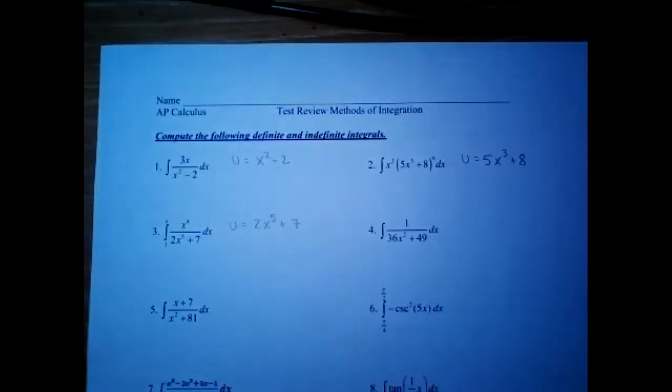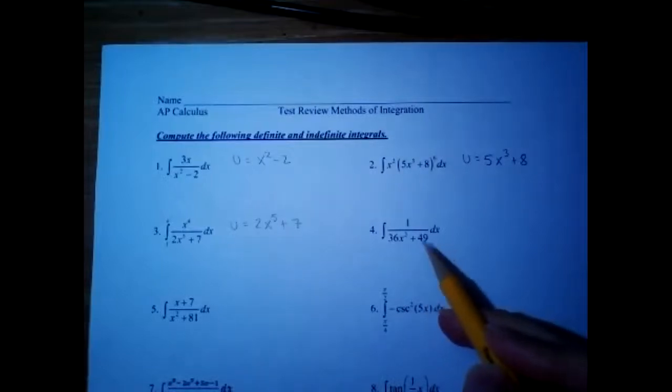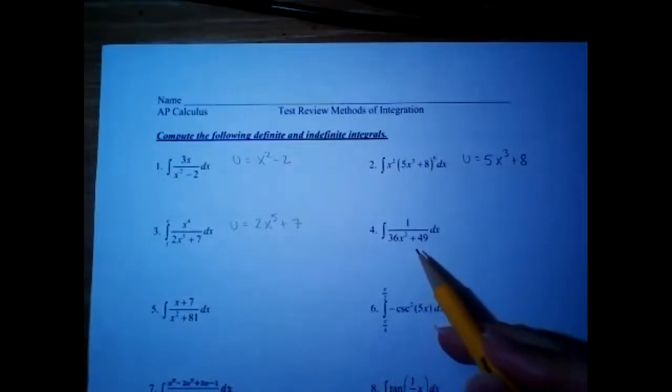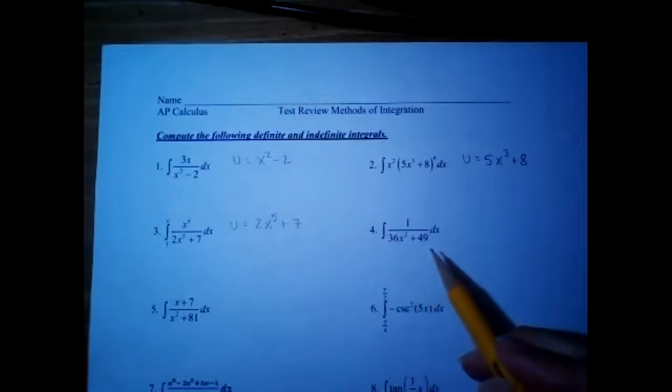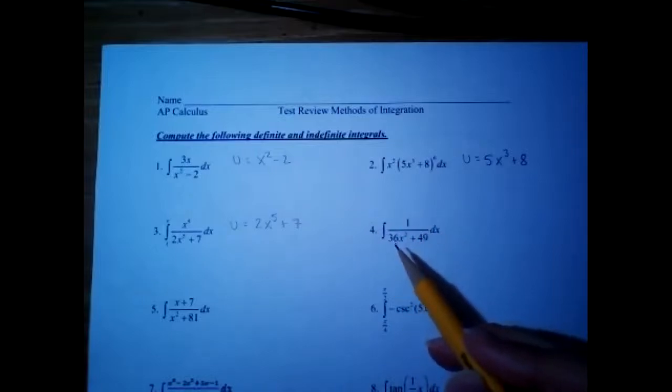Now, 4 is not going to be a regular old u substitution. Does anyone have an idea about number 4? You can't just let u equal this denominator. Then when you do the derivative, it's not going to all match together. Does anyone notice what pattern this one is? These are all jumbled up now, so I made it harder. But I'm telling you, it's not a regular u substitution. What is this one going to be, guys?